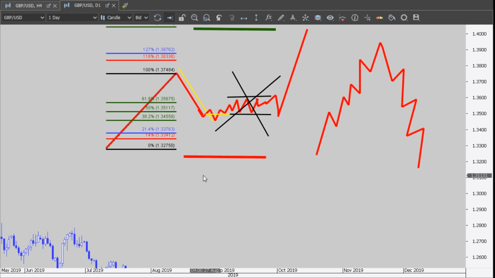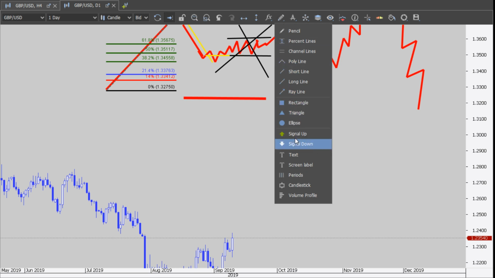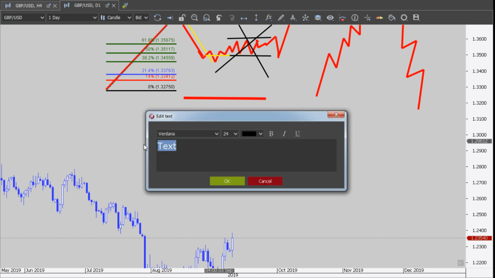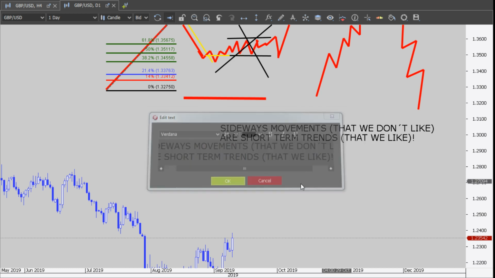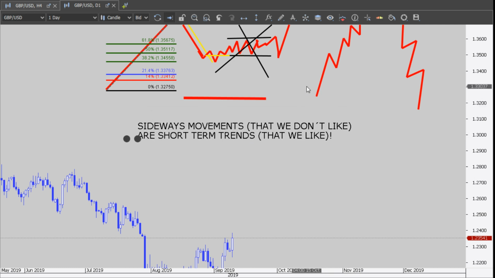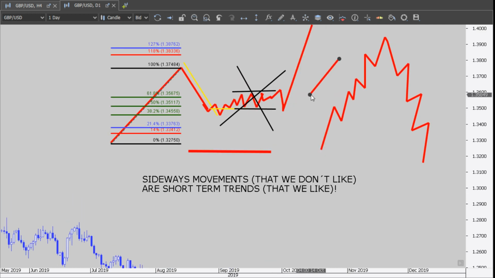Let's write this down, everyone. If you're a beginner trader, let's write this down. Sideways movements that we don't like are short-term trends that we like. As a beginner trader, this is the lesson. Sideways movement that we don't like, right? We don't like to see and to watch. Sideways movement that we don't like are short-term trends that we like.